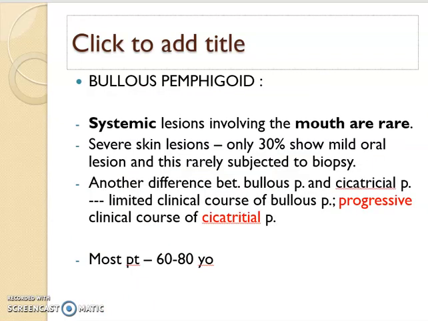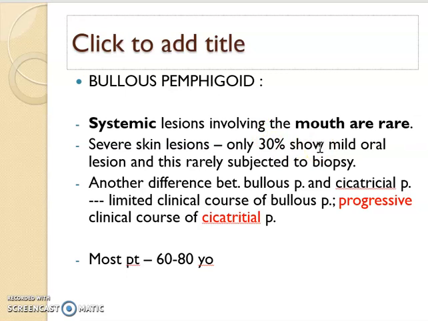Just now I mentioned mucous membrane pemphigoid, the cicatricial type. Another type of pemphigoid is bullous pemphigoid. This pemphigoid is a systemic lesion, in which involvement of the mouth is rare. Severe skin lesions, only 30% show mild oral lesions, and this is rarely subjected to biopsy. They usually do the biopsy on the skin of the body instead of the mouth, because only 30% involve oral lesions.